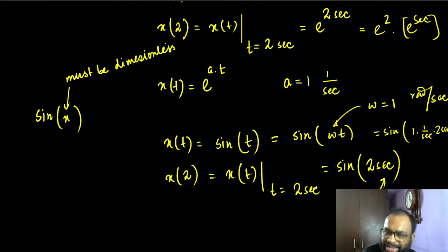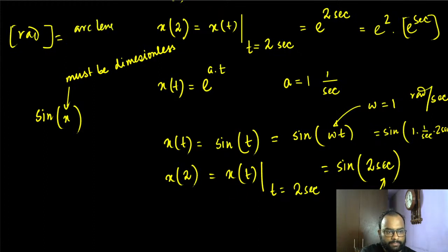I do not say unitless, I mean dimensionless. Okay, you understand the difference between unitless and dimensionless. For example, radian is a unit, but it has 0 dimension, because radian is essentially arc length divided by radius. So it's essentially like meter by meter. So it is dimensionless. So this quantity must be dimensionless.